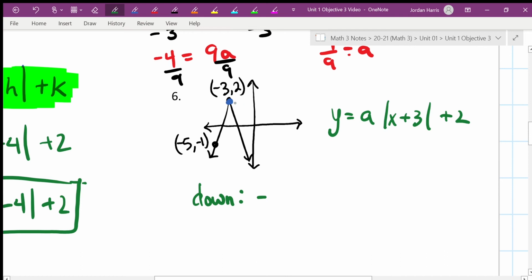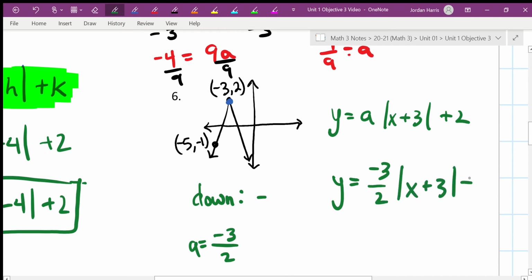So I'm going from 2 to -1. So that is a down 1, 2, 3. Negative 3 over, from -3 to -1, 2. Since it's linear, remember we can just count slope. -3/2 |x + 3| + 2.